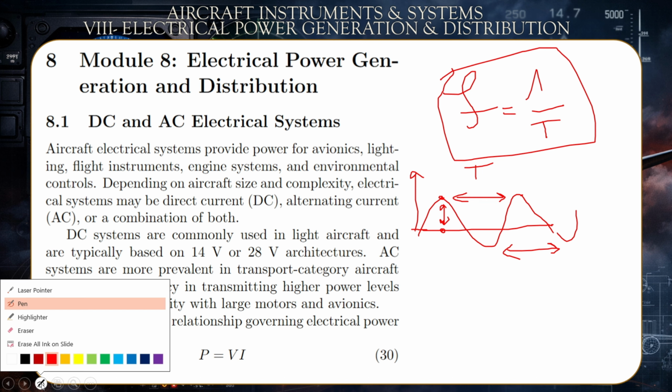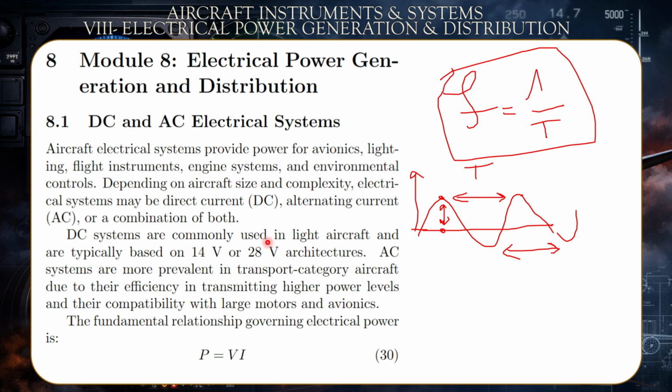Let me put back the laser pointer. So they are commonly used in lighter aircraft based on voltage of 14 or 28 volt architectures. Why? Because most of the controls are mechanical. They are directly correlated with the movement of the pilot controls, okay? So the pilot with his own strength would move the ailerons, the elevators, the rudders in smaller airplanes. So you don't need a higher amount of power, and DC is sufficient.